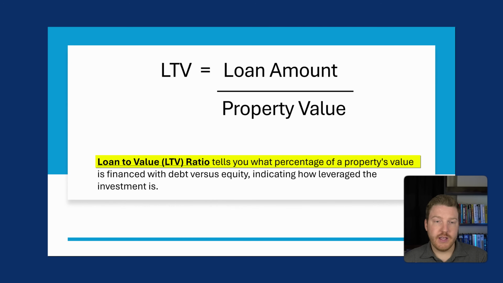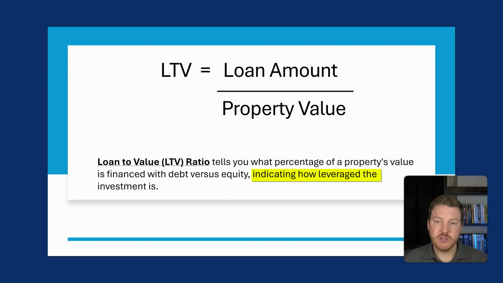So the loan to value ratio tells you what percentage of a property's value is financed with debt versus equity. So in that example, the $400,000 that I financed in the loan is the debt, and the $100,000 that I put down myself in cash was the equity that I've already built. So it's indicating how leveraged the investment is.